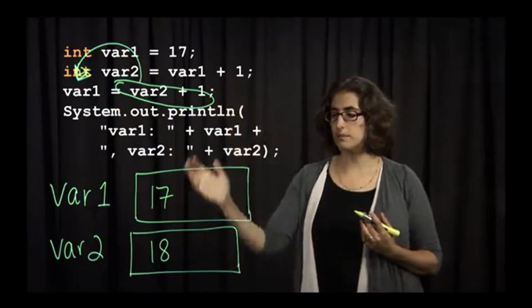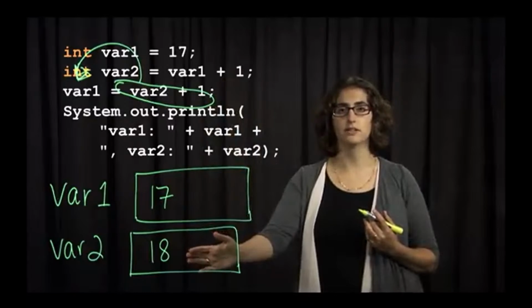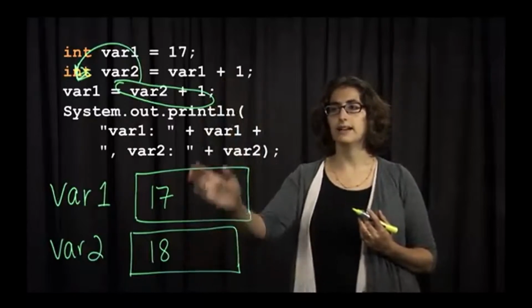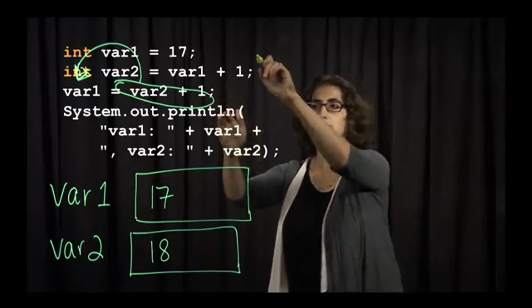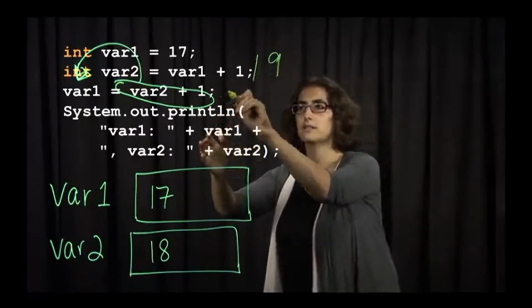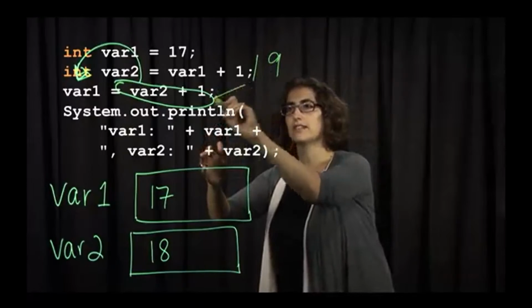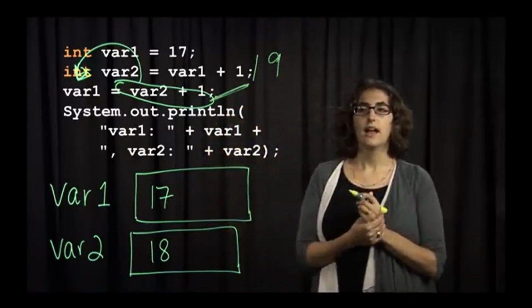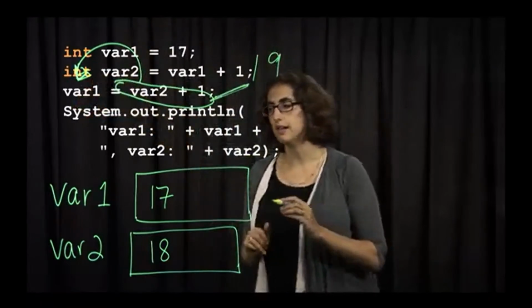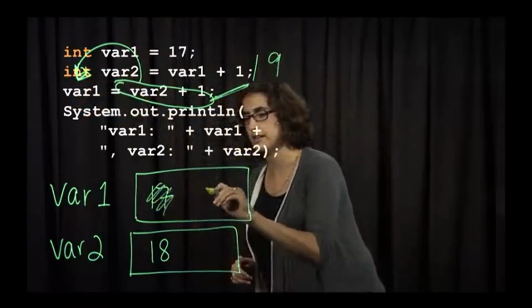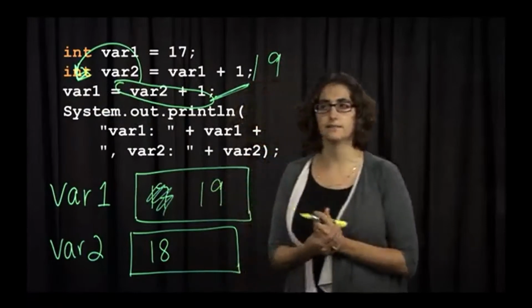And so we can look in our memory model for the current value of var2, which is 18. And so the value that's on the right-hand side here is 18 plus 1, or 19. So that's what's over here, this value. And what we do is we take this value and we copy it into the box for var1. So that means that var1's new value is that 19.